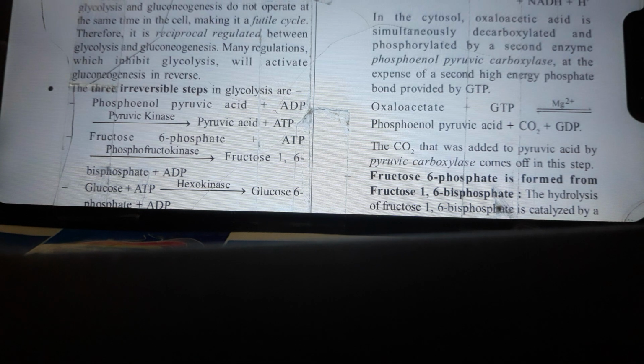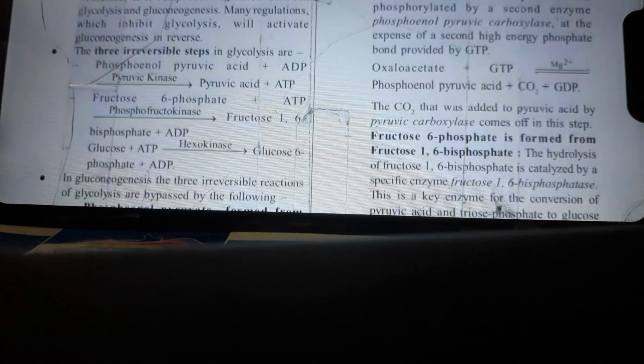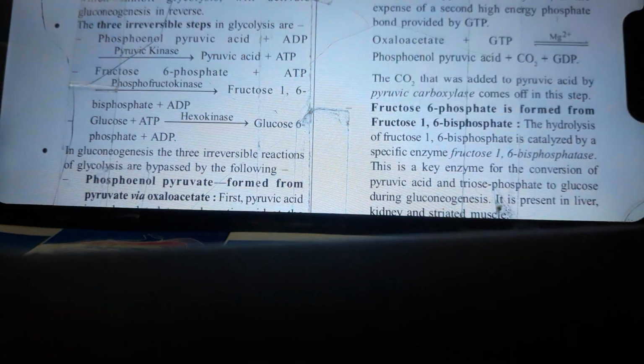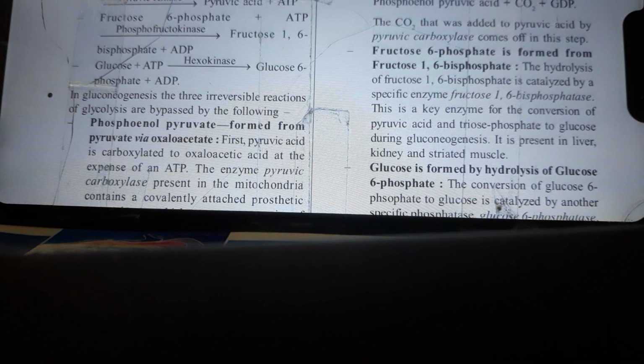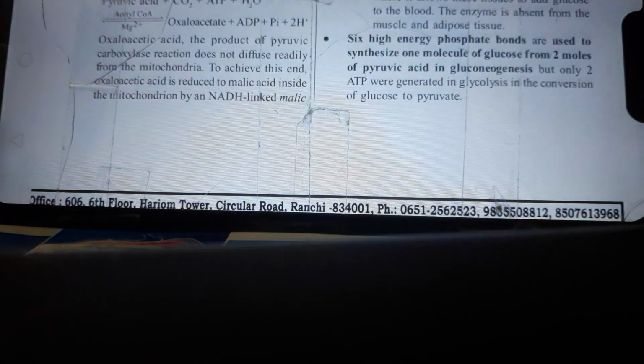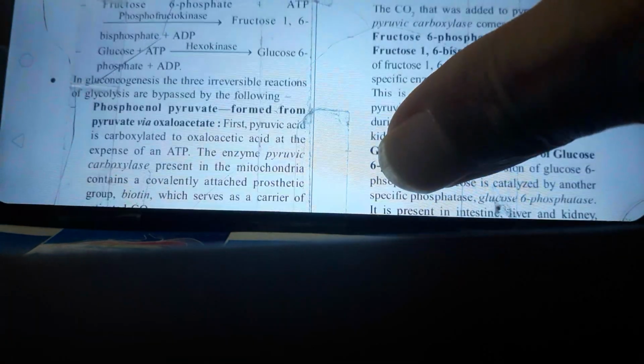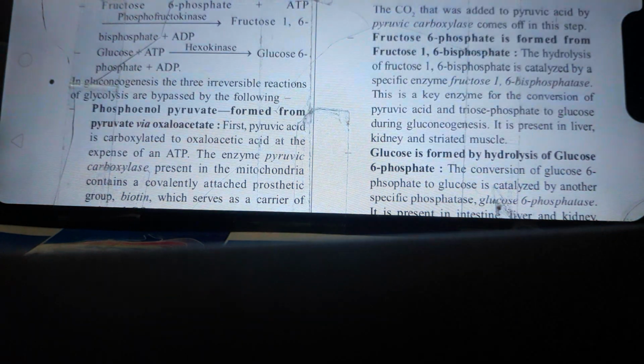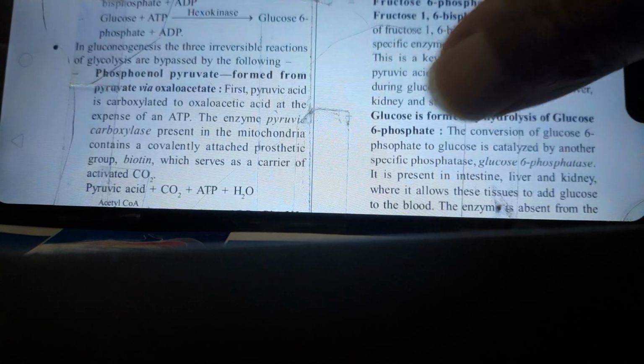In the cytosol, oxaloacetic acid is simultaneously decarboxylated and phosphorylated by a second enzyme, phosphoenolpyruvate carboxykinase, at the expense of a second high-energy phosphate bond provided by GTP. Oxaloacetate plus GTP in the presence of magnesium gives phosphoenolpyruvic acid plus CO2 plus GDP. The carbon dioxide that was added to pyruvic acid by pyruvate carboxylase comes off in this step.